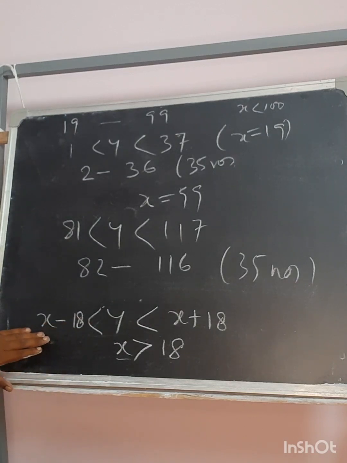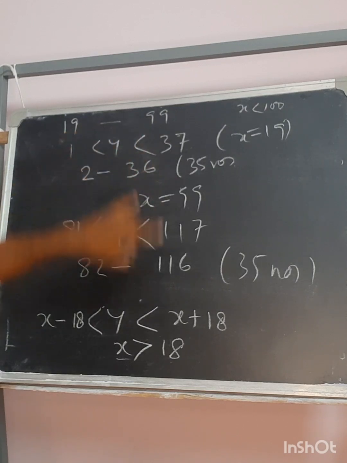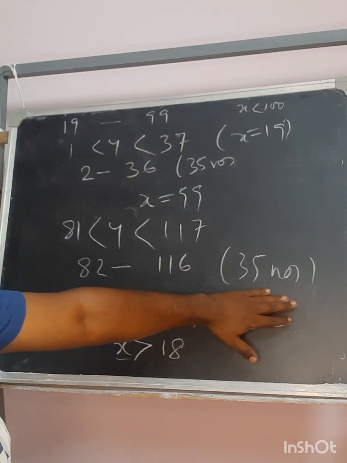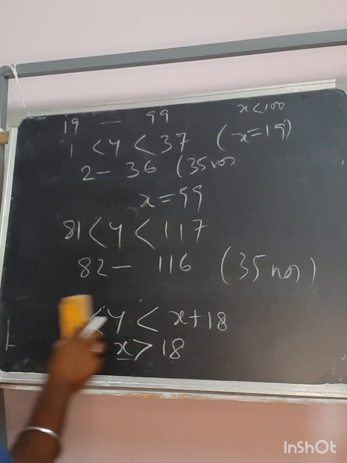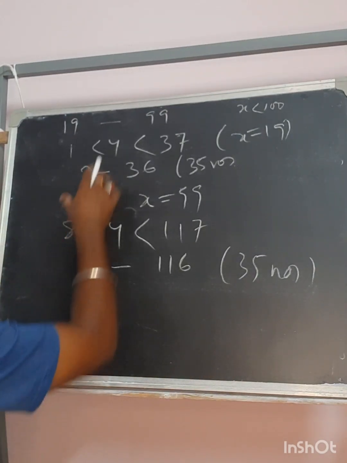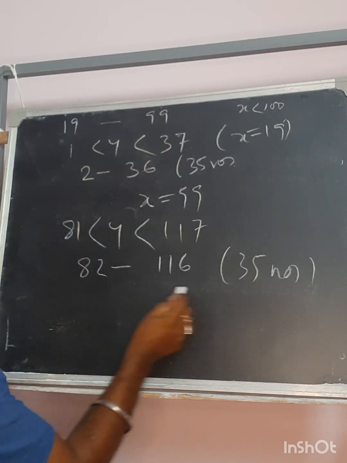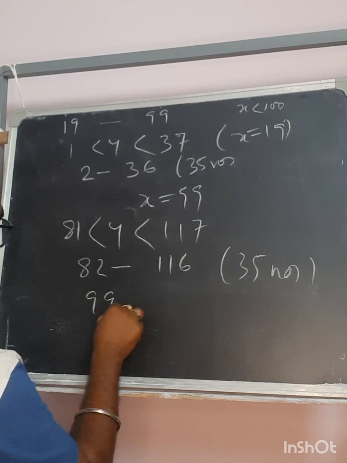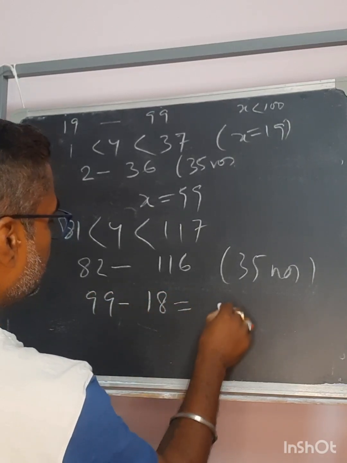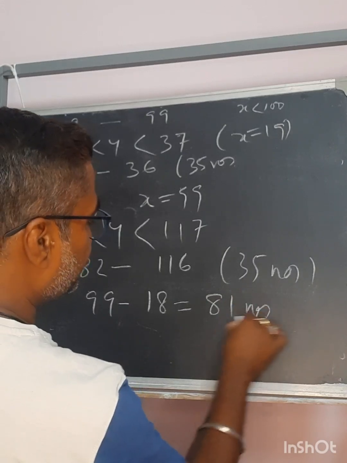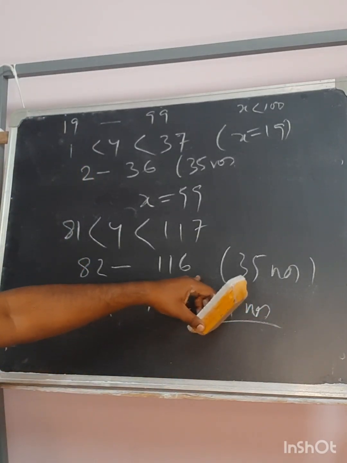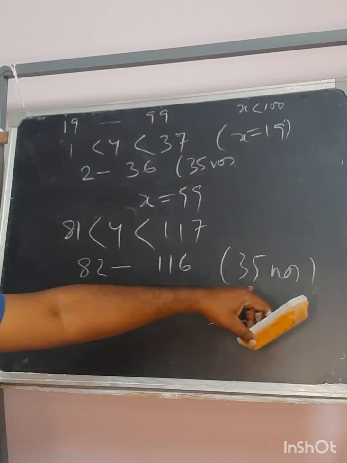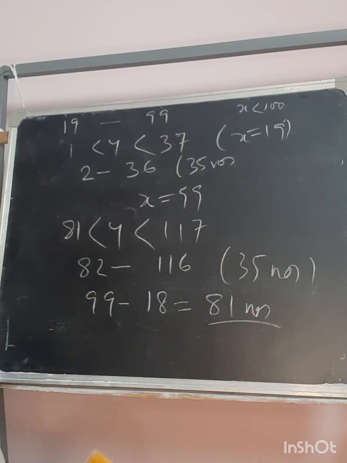So that means for any value of x from 19 to 99, within this range, I will get exactly 35 numbers of y solutions. So the number of x values which will give exactly 35 solutions of y is 99 minus 18, which is equal to 81. So I will get 81 values of x where the y value can give exactly 35 numbers of solutions from the given condition.